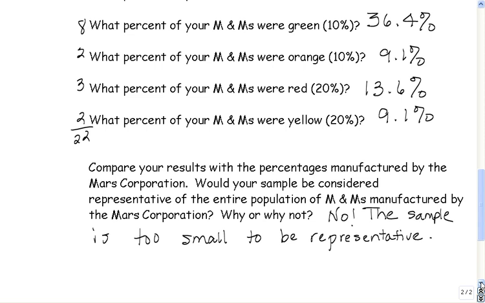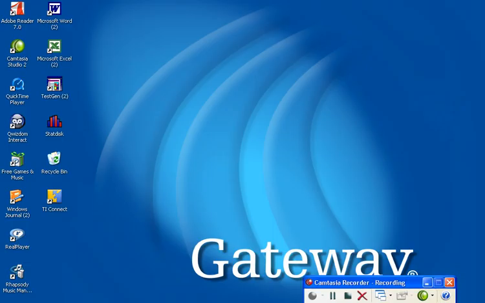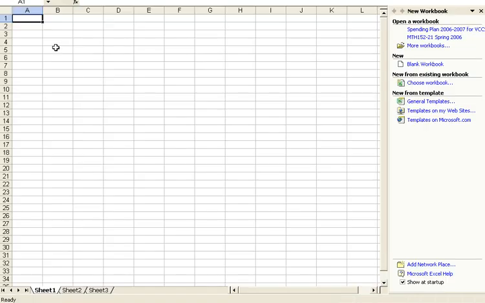Okay, now the last thing you're supposed to do is go into Excel, and let me see if I can find Excel here. I've got it on my window. And we want to enter the same information that we talked about. I'm going to do blue. Let's see, I want to do a Pareto chart, so I had the most green, so I want to start with the green.